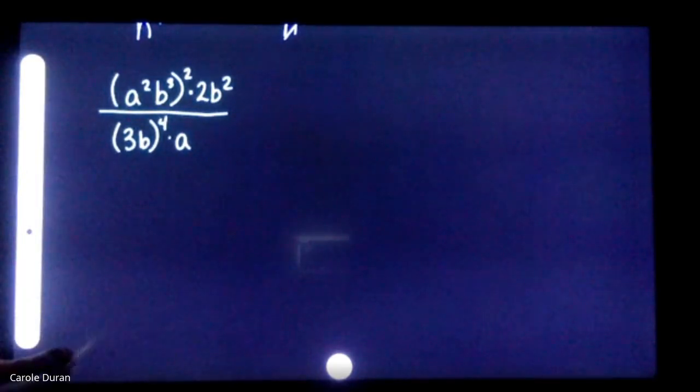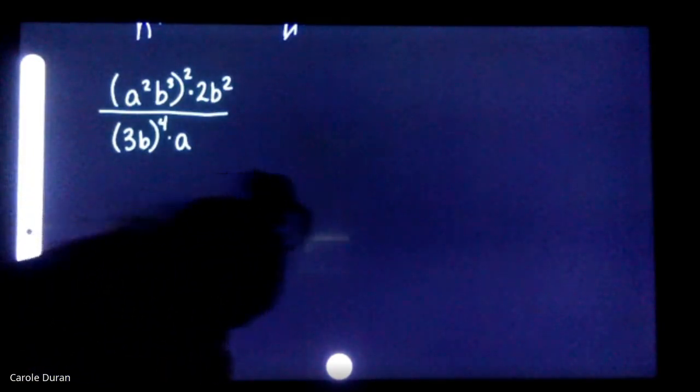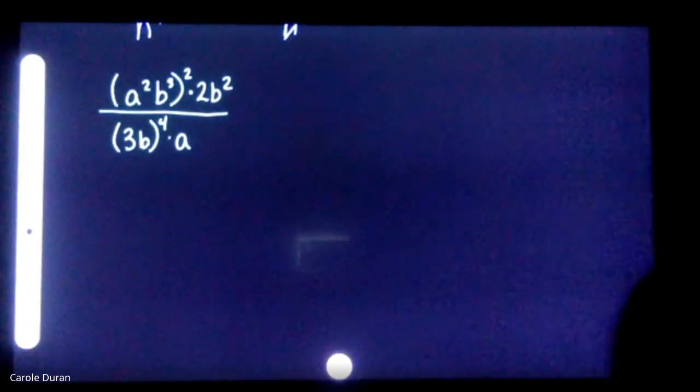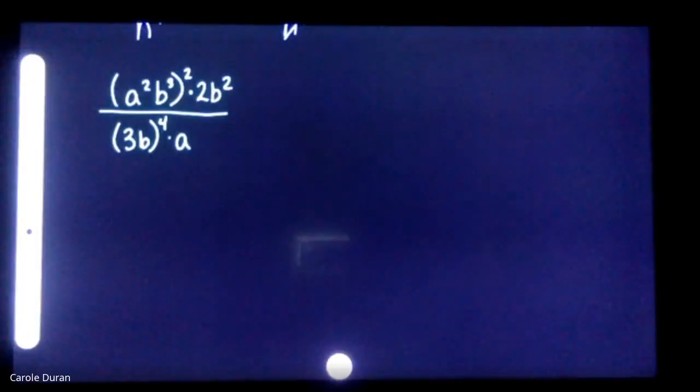Okie dokie. So in my numerator, I have the quantity a squared b cubed all squared times 2b squared over the quantity 3b taken to the fourth power times a. Is the b inside the parentheses to the third? Yes. Okay.